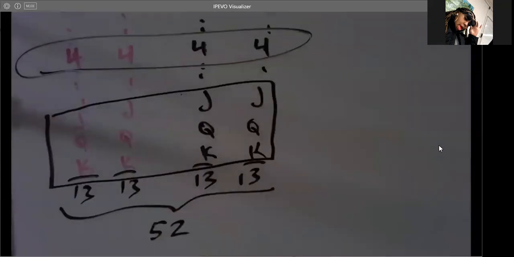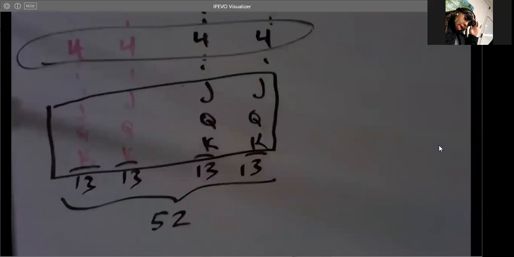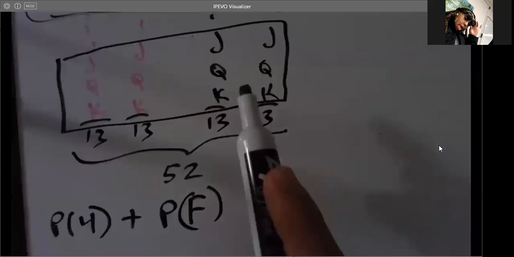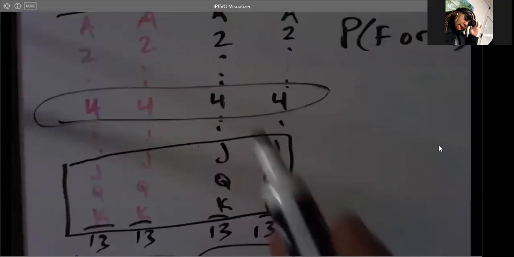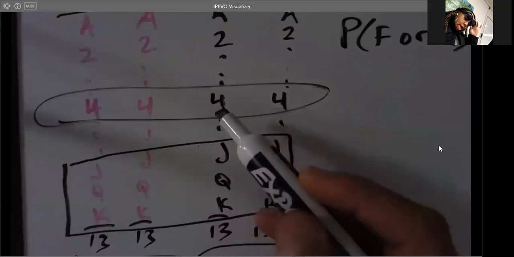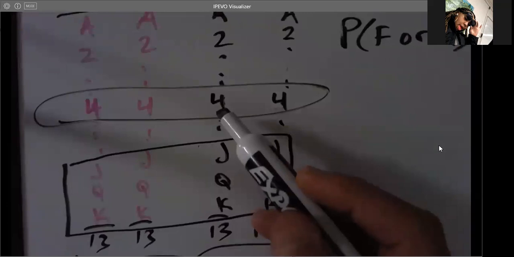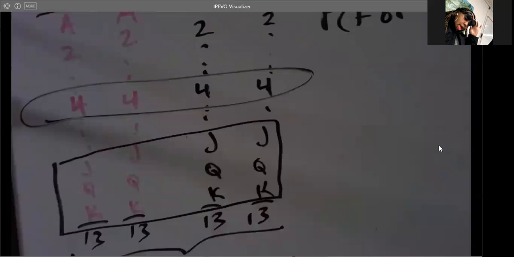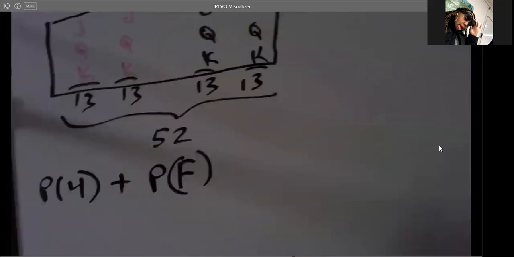So we just add them up. We just find the probability of 4s plus the probability of a face card. And we don't have to subtract because we don't have an overlap, right? There's nothing that we get both. There's no such thing as a 4 that's a face card, right? So we don't have to subtract here.